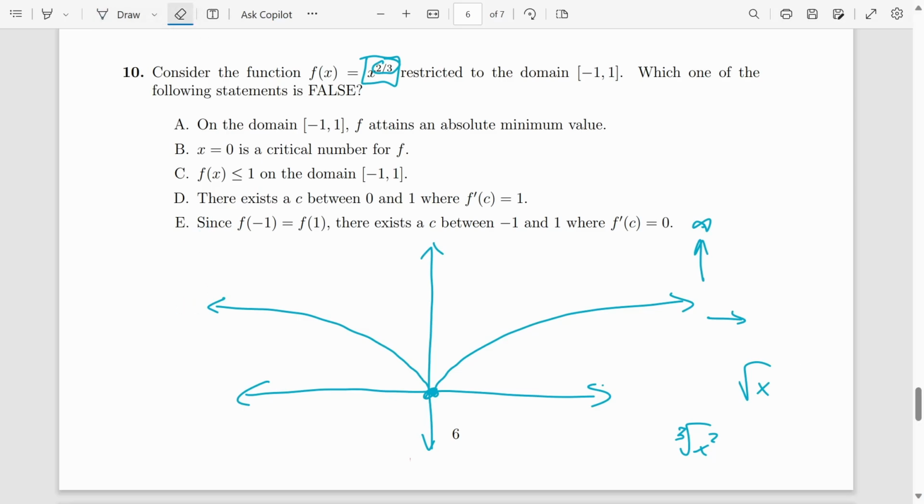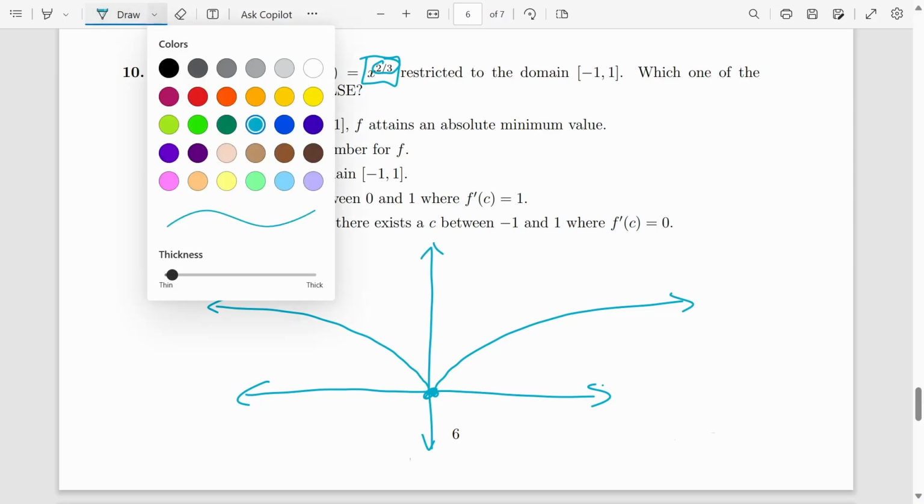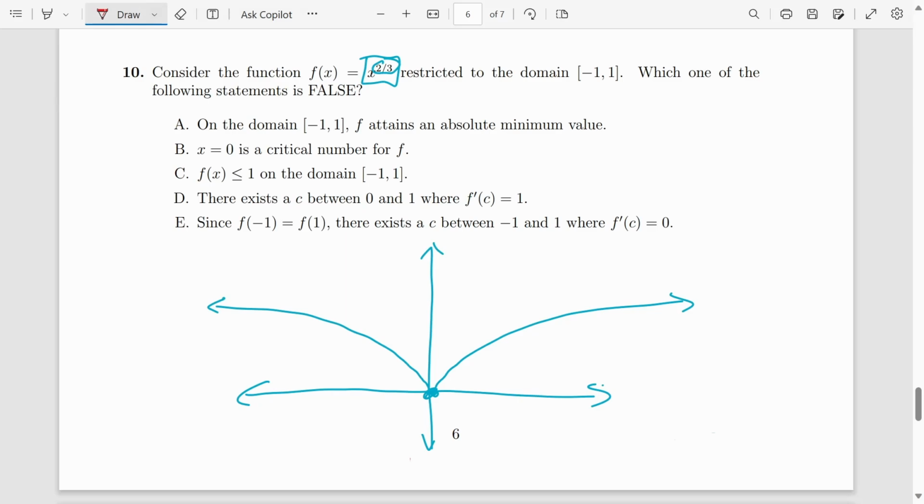As x approaches negative infinity, this also approaches positive infinity. So we've got what this graph looks like, and now using this, it becomes easier to figure out which one of these 5 statements is false. So let me switch to red, and we'll start working through these. So statement A, on the domain from -1 to 1, f attains an absolute minimum value. So let's make our domain here from -1 to 1.